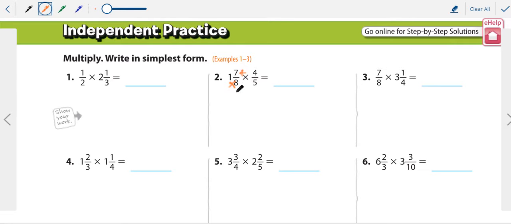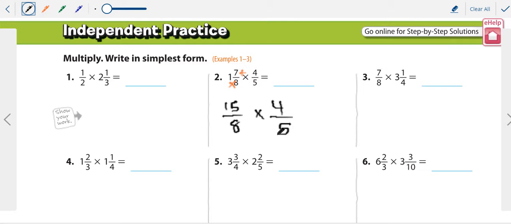So if I'm going to convert 1 7/8 from a mixed number to an improper fraction, I'm going to do 1 times 8. 8 plus 7 is 15. So that leaves me with 15 eighths times 4 fifths.